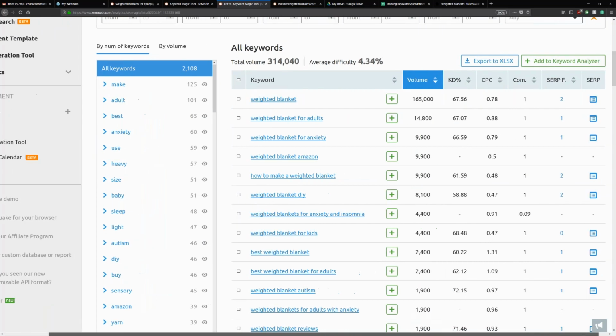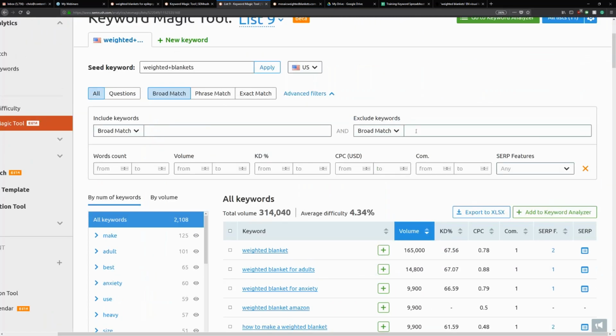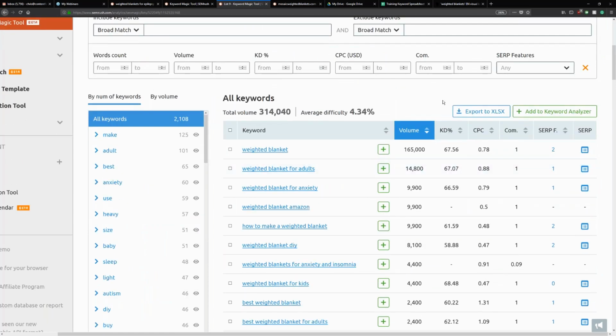I'm going to just move this over to the side. So to break down the screen a little bit for you, down here is all the data that it's found. It's currently organizing it by volume. Over here, it's showing all the individual keywords that it found that went along with weighted blankets.